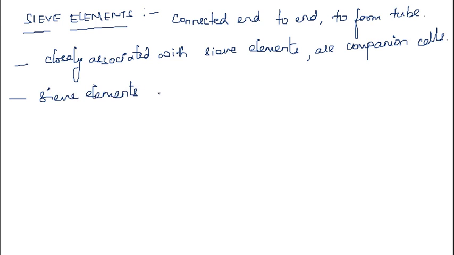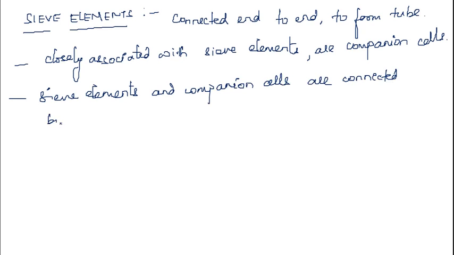Sieve elements and companion cells are connected to each other via plasmodesmata. They are connected by minute pores known as plasmodesmata. They are the common walls between plant cells, similar to the gap junctions in animals. Clear?